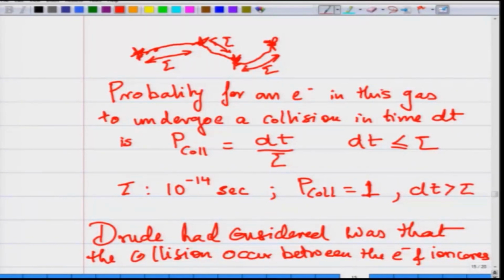Namely, if tau is 10 raised to minus 14 seconds and dt is like 1 second, if you are looking at a 1 second interval and asking what is the probability that the electron in the metal has undergone a collision, it is guaranteed that the electron has undergone collisions, not one but a large number of collisions. But if you are asking what is the probability that in 10 raised to minus 13 seconds after the electron has started to move, or in a finite time interval of 10 raised to minus 13 seconds, the electron undergoes a collision, then that is a finite value.